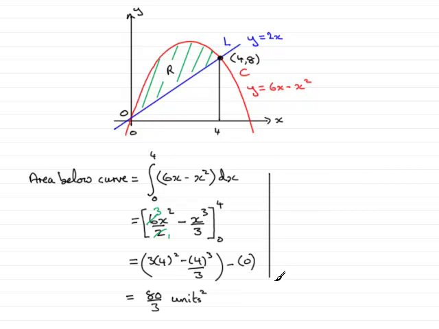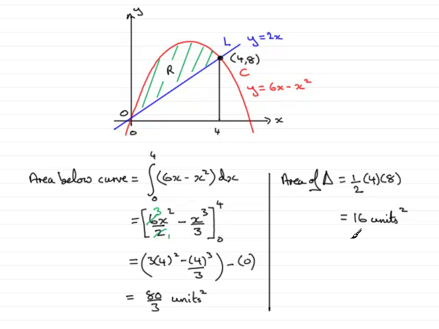Next, I'm going to work out the area of this triangle here. So the area of a triangle equals half the base times the perpendicular height. Now the base is going to be 4 units long, so that's 4. And the height is going to be the y coordinate here, 8. So that's half of 4 times 8. And working that out, that comes to 16 units squared.